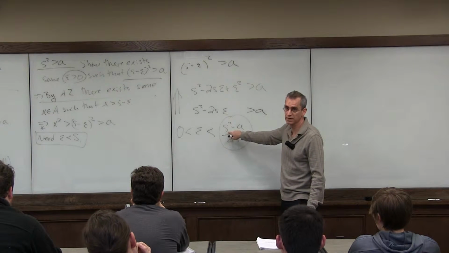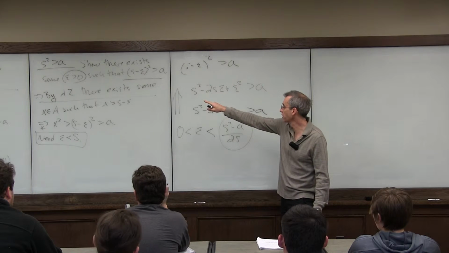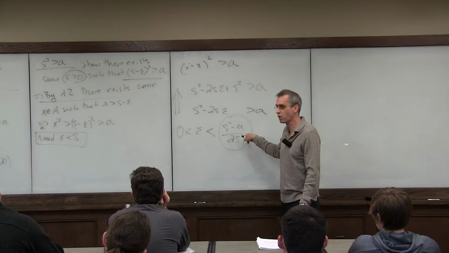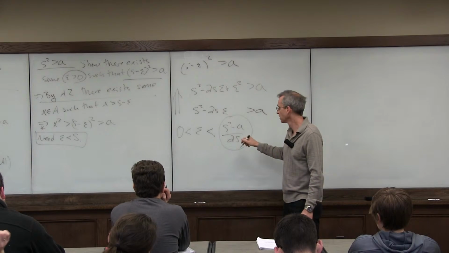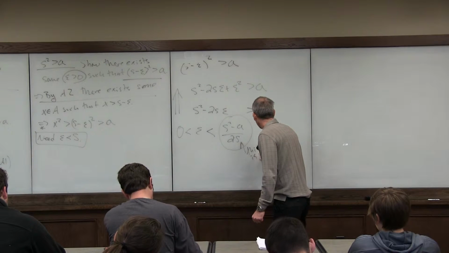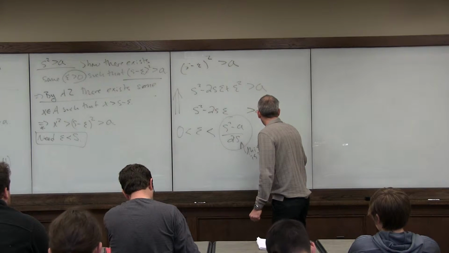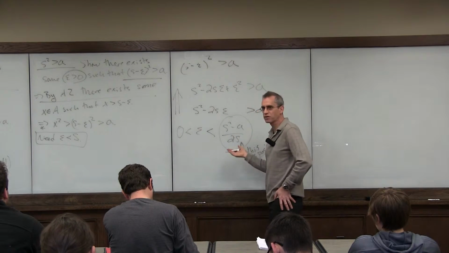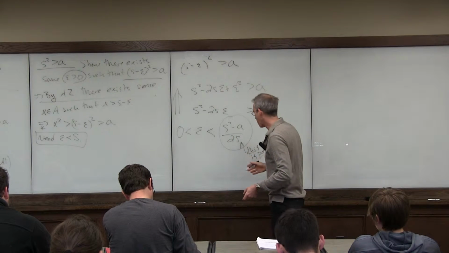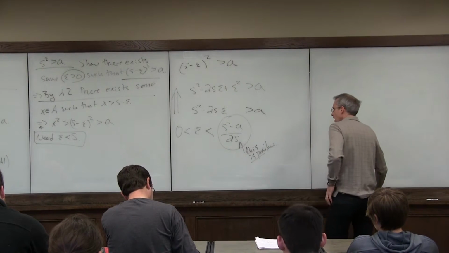Because what case are we in? S squared bigger than A. So this is positive. S is even bigger than 1. We know that, right? So that's positive. So this is positive. Okay. Now, this is the calculation. This tells us how to pick epsilon. All right. And so now we'll just go back and work it out.